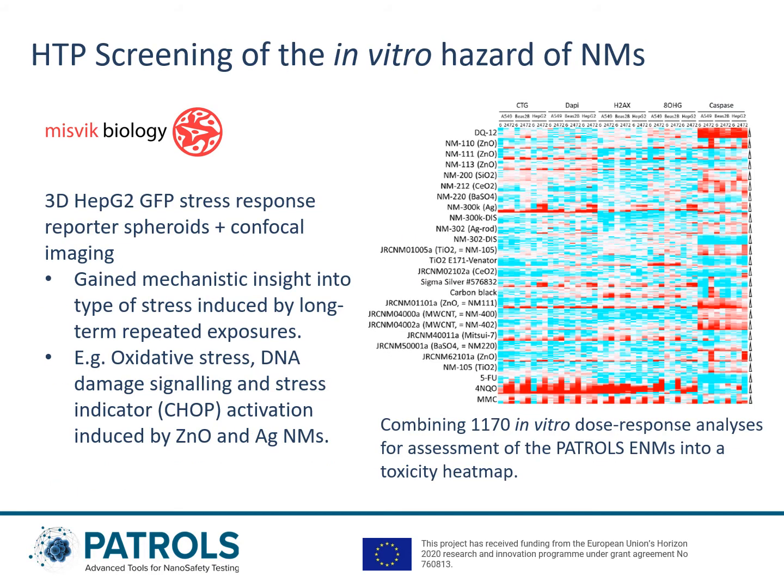In addition to the development of 4 different models, MISFIC have also conducted some high throughput screening and developed methodology for this in vitro using again 3D HepG2 cells, but this time including a reporter of green fluorescent protein that allows these cells to respond to various stresses. When combined with confocal microscopy, this has proved to be a powerful tool to understand mechanistic responses to nanomaterials, including the role of oxidative stress, DNA damage signaling, and various stress indicators.